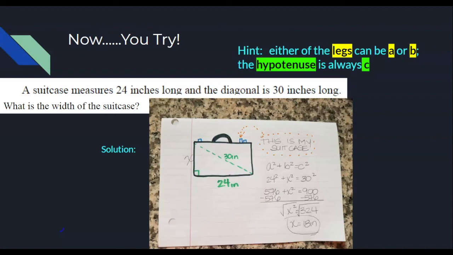I substitute in 24 for A. Remember, 24 could be either A or B. But 30 has to be C because it is the hypotenuse. My next step is to square those numbers. 24 squared is 576. 30 squared is 900. My next step is to subtract 576 from both sides. Remember, I'm trying to get x on one side by itself. My last step is to find the square root of both sides. My answer is x equals 18 inches.